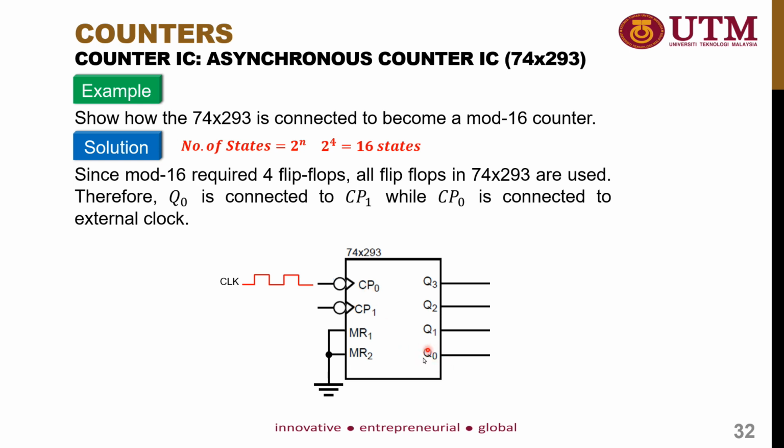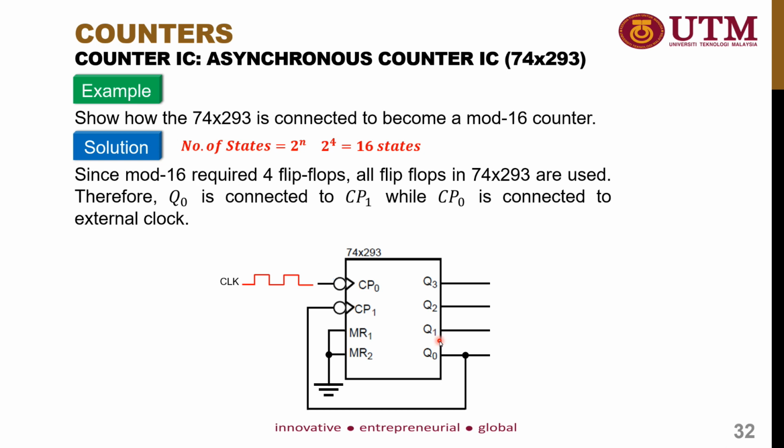So Q0 becomes the LSB part of the counter. And then the output of the first flip-flop will be connected to the input clock of the second counter. So what this example shows you is how to create a 4-bit asynchronous counter by using 74X293, because it has 2 inputs for external clock signals. But for an asynchronous counter, we need to have only 1 clock signal. Okay, 1 external clock which is connected to the input clock. So the other input clock will be connected to the previous flip-flop.